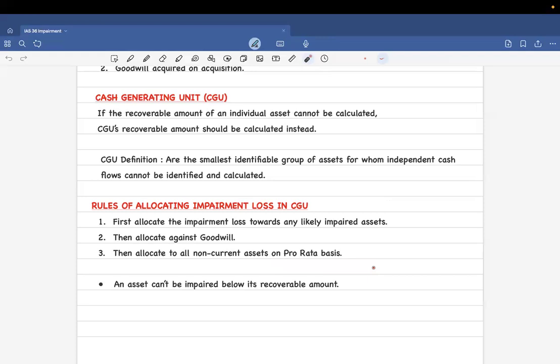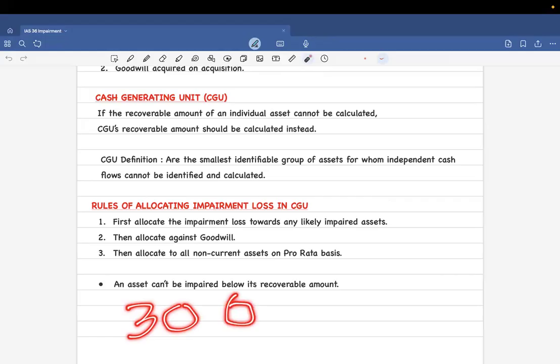While you're doing this, you have to make sure that if the asset already has a recoverable amount mentioned in the question, you can't impair it any lower than that. Suppose you have an impairment of 500. The likely impaired asset has a recoverable amount of 300, let's say. So there is 300 for an asset value. That is the recoverable amount.